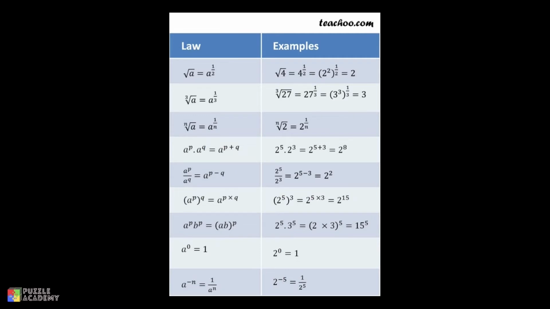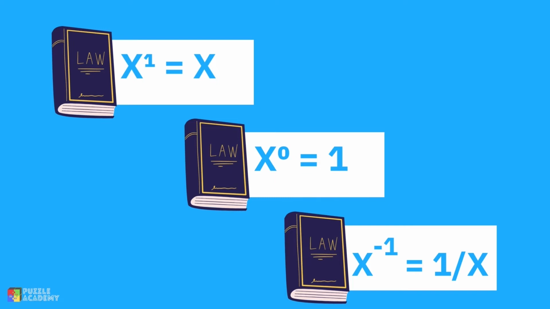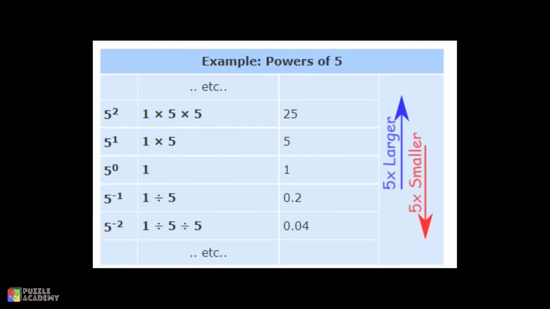Here are the laws of exponents. And in this table, you will see the laws of exponents with examples. And furthermore, let us explain the first 3 laws above. x raised to 1 equals x, x raised to 0 equals 1, and x raised to negative 1 equals 1 over x are just part of the natural sequence of exponents. Now, look at the table for a while. Notice that positive, 0, or negative exponents are really part of the same pattern. That is 5 times larger or 5 times smaller, depending on whether the exponent gets larger or smaller.